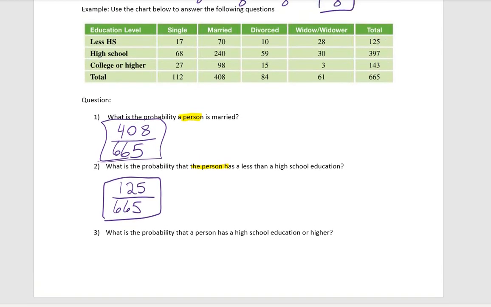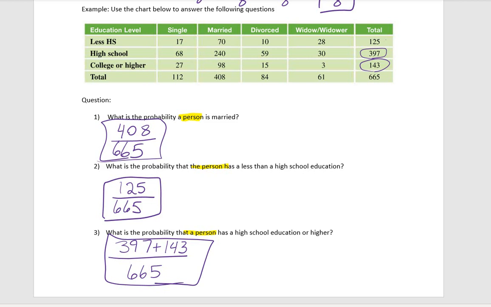All right, what is the probability that a person has a high school education or higher? We're going to have 665 people, and we're looking at a high school education or higher. So that means we're looking at people that have a high school education or college and higher. So that's going to be 397 plus 143. Awesome. So far so good. Not doing too bad. Okay, let's keep going.